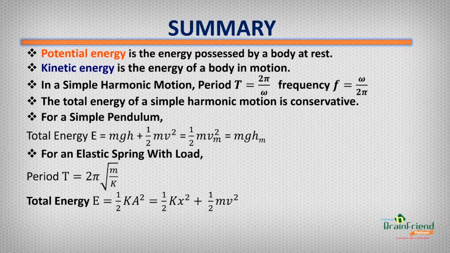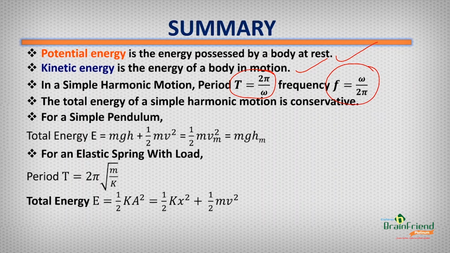Having said that, we've come to the end of this class, but before I go, let's take a quick summary of what we've done so far. We learned that potential energy is the energy possessed by a body at rest. We also learned that kinetic energy is the energy of a body in motion. Going on, we learned that in a simple harmonic motion, period T is equal to 2 pi over omega, and frequency f is equal to omega over 2 pi.